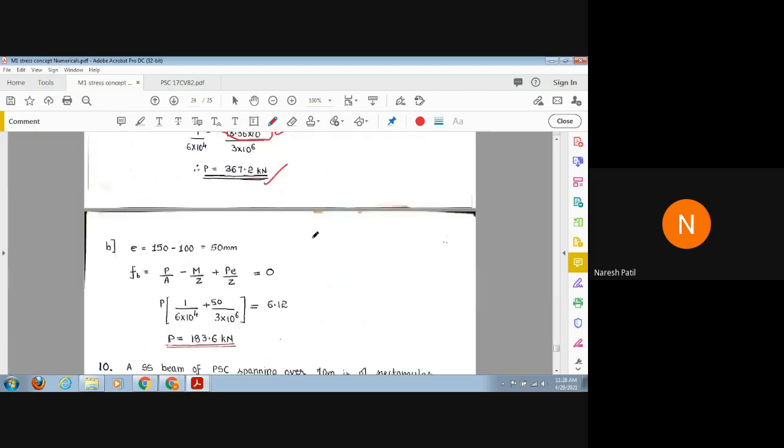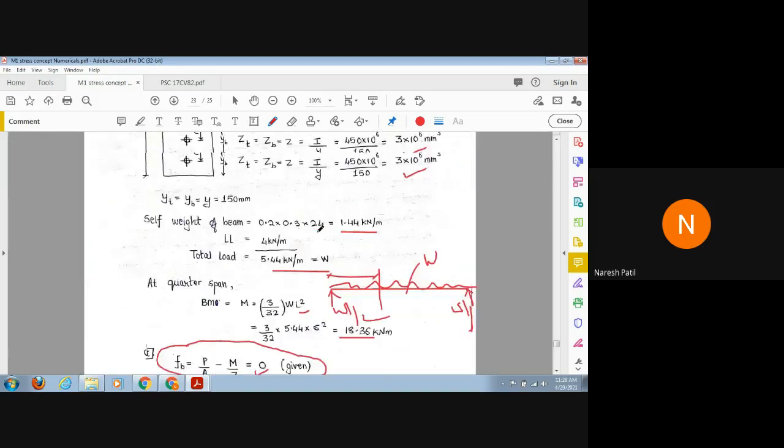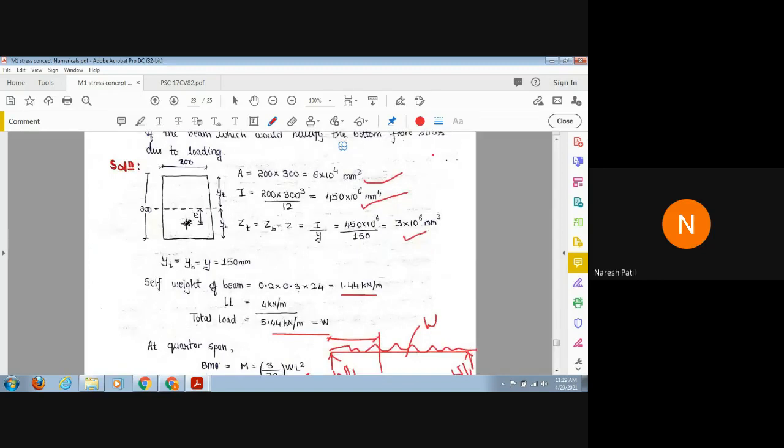Okay, next, second condition. They have given the cable location here. Yes, you can see from here it is 150. Sorry, here it is 100.